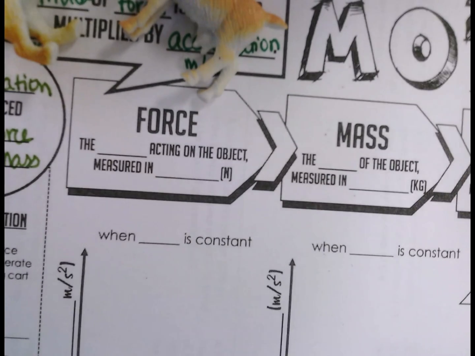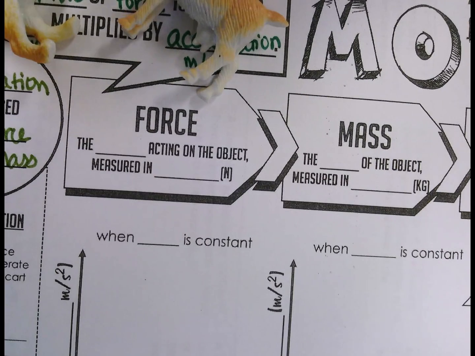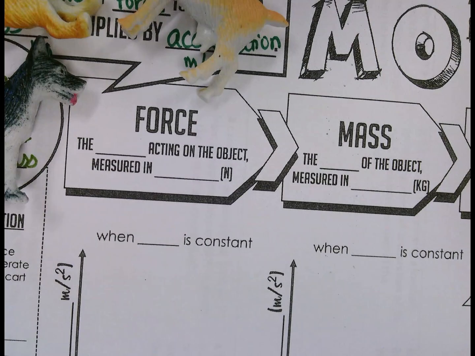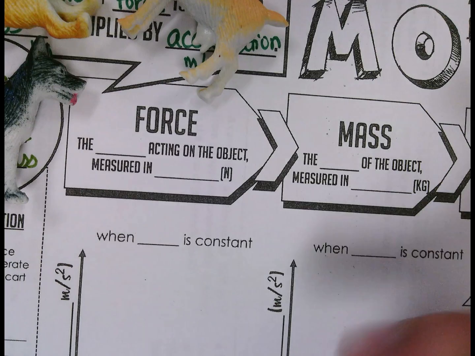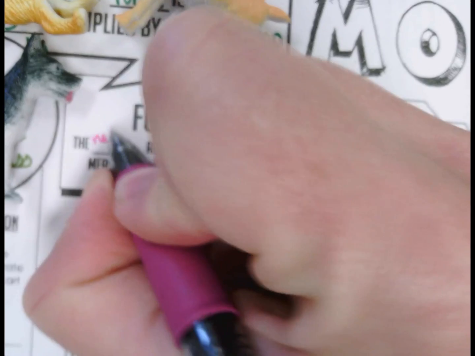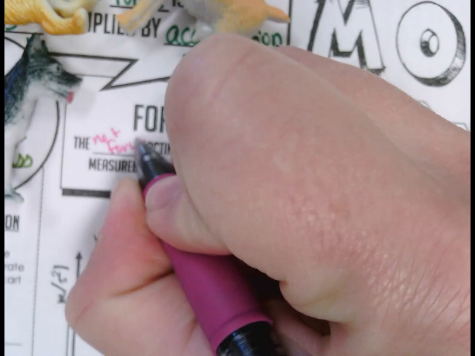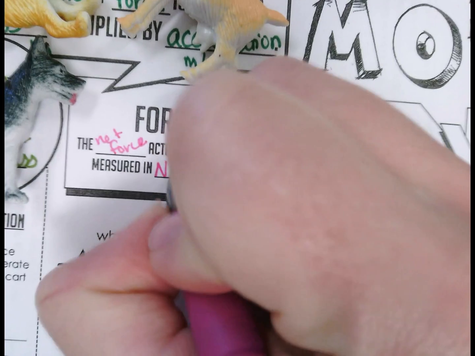So let's put the dog over here. Okay. Force is the blank acting on the object measured in blank. So this is pretty much the net force acting on the object measured in newtons.